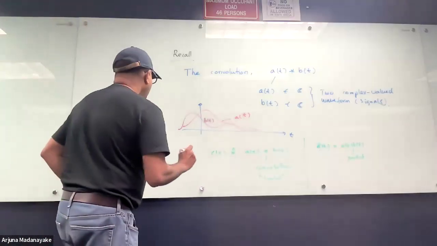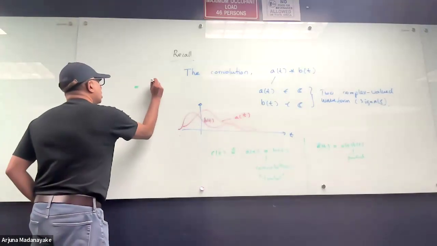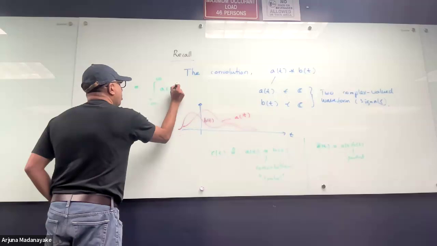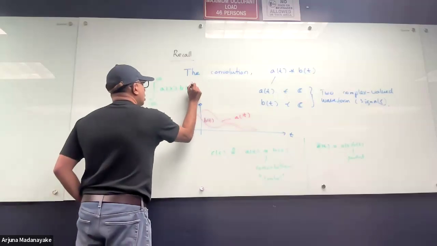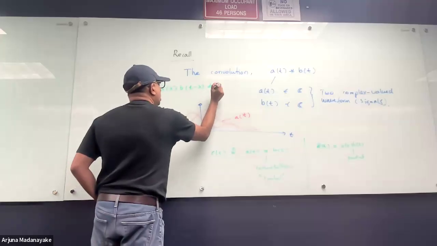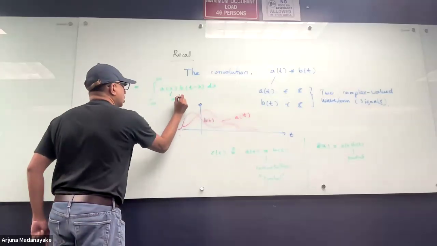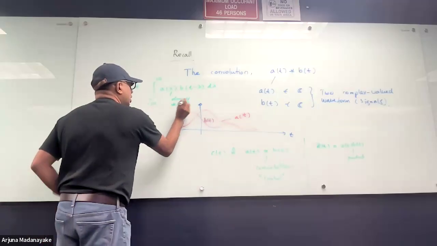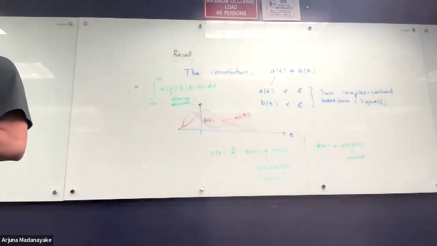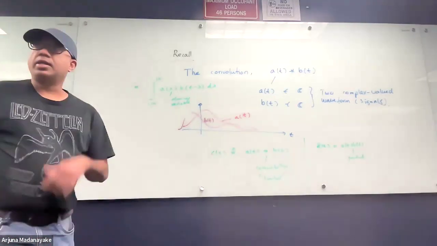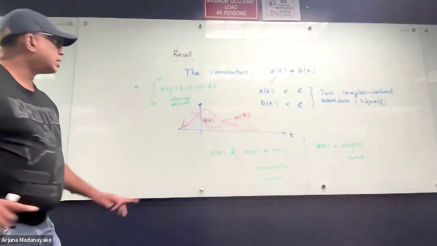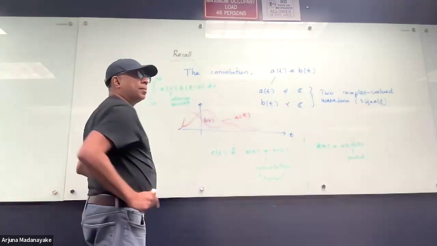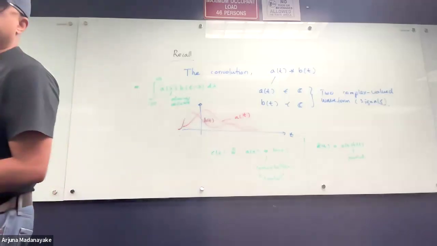So convolution is defined as the integral of A of lambda times B of t minus lambda, d lambda. So this is a dummy variable. I can call it tau, I can call it mu, I can call it lambda, I can call it x. It doesn't matter what I call it. What's important is the form. It appears here, it appears here, and it appears here. Just a dummy.